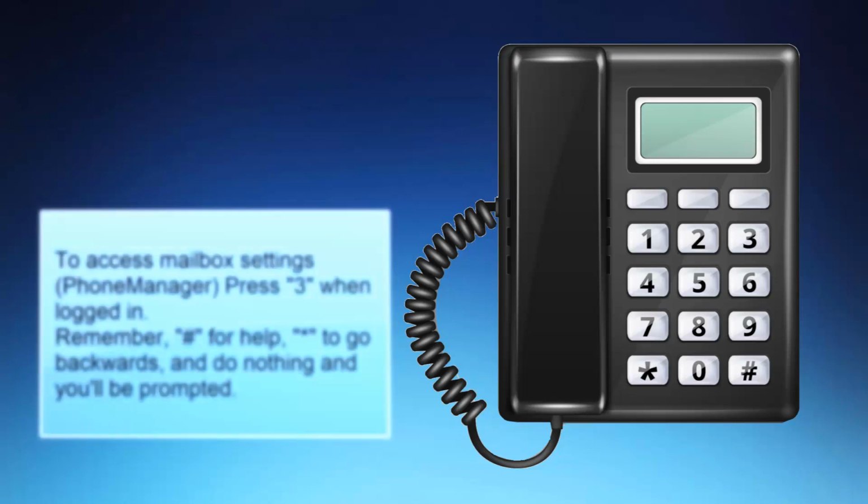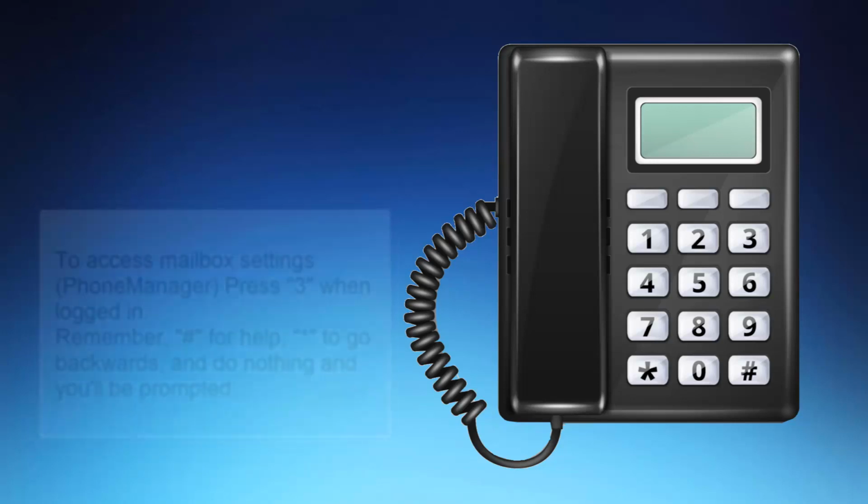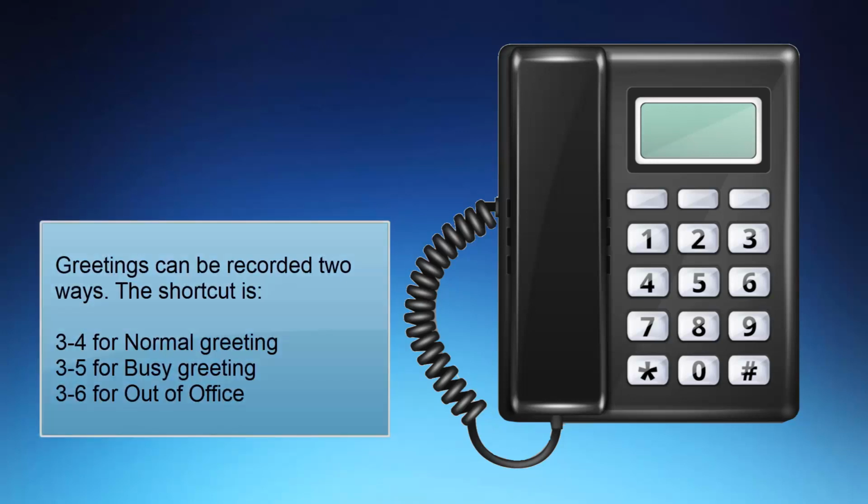Mailbox settings can be changed by pressing 3. There are easy to remember commands to record your regular, busy, and out-of-office greetings. They are 3 for mailbox settings, followed by a 4, 5, or 6. 4 for regular greeting, 5 for a busy greeting, and 6 for the out-of-office greeting.